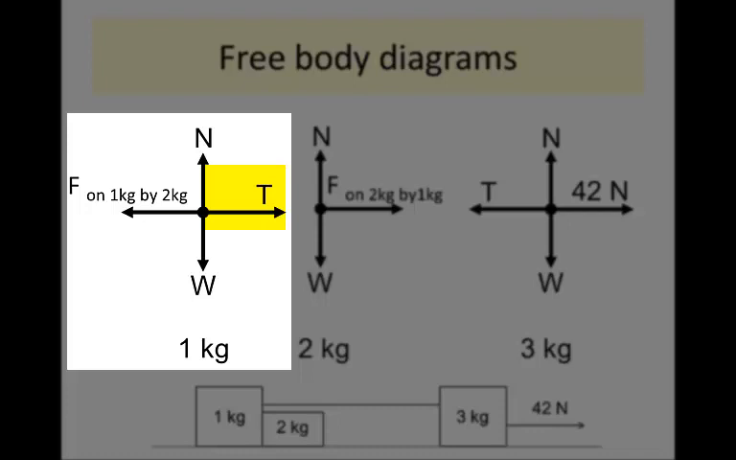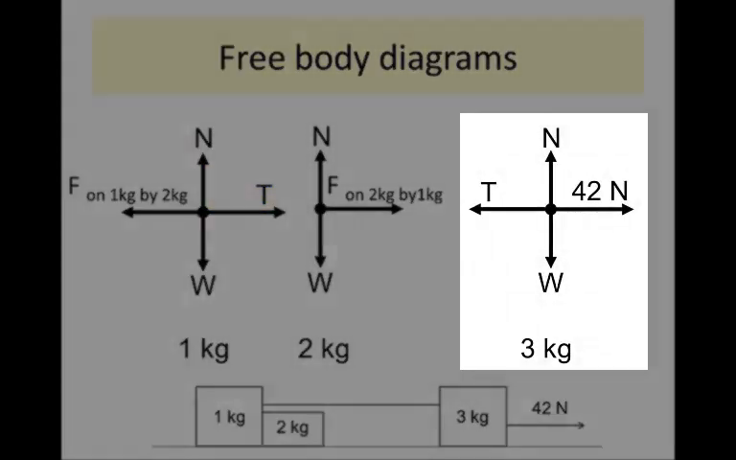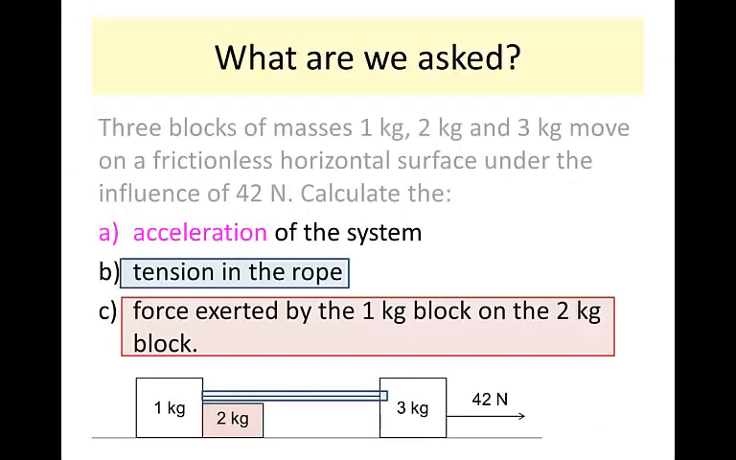Now, because tension always acts towards the center of the rope, this tension also acts on the 3 kilogram block, but in the opposite direction. So horizontally, there are two forces acting on the 3 kilogram block, the 42 Newton force, which is the applied force applied to the whole system to the right, and then the tension in the string pulling the 3 kilogram block backwards. So now we're ready to start answering these questions.